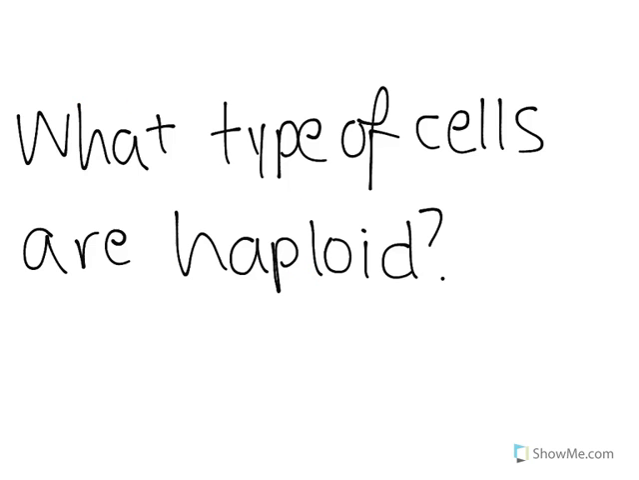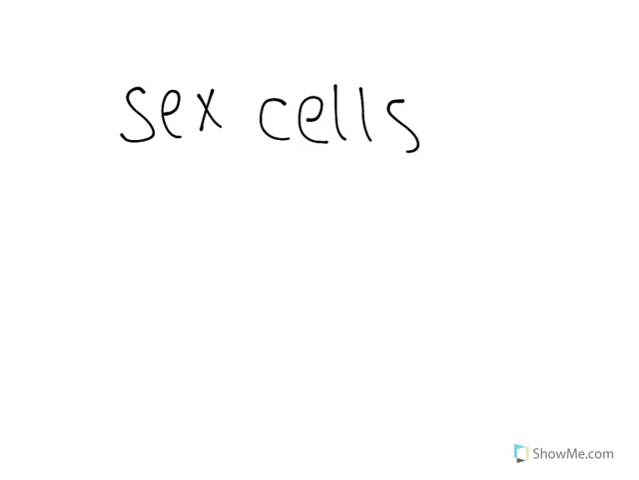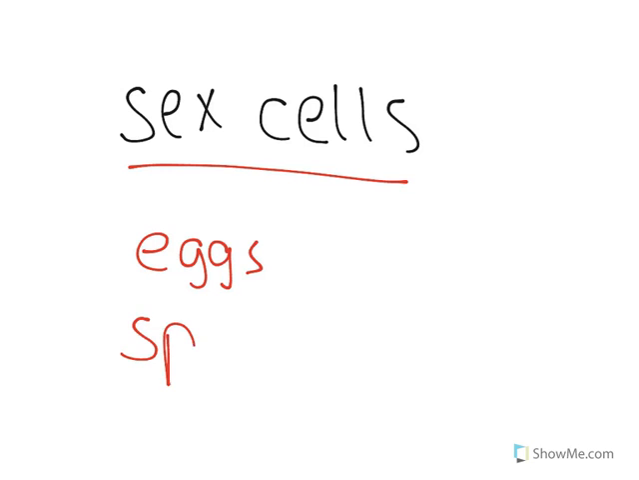Alright, and then we're going to move on to the next question. What type of cells are haploid? Alright, so for this one, you should have been able to kind of guess from the other answer, but it should be sex cells. Essentially, that includes the eggs and the sperm. So egg for female, sperm for male.